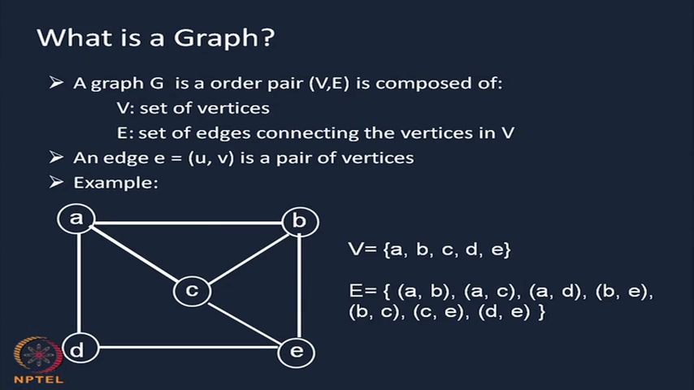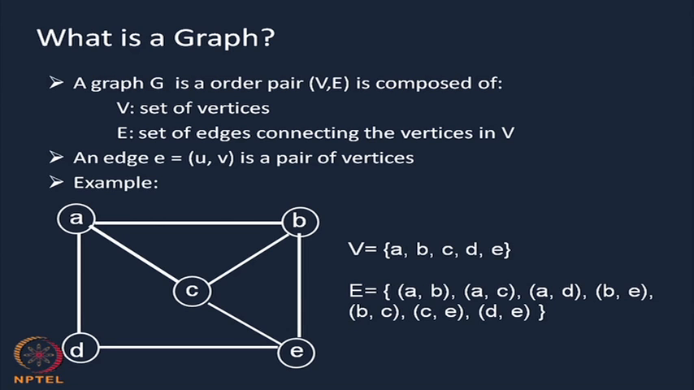What is a graph? A graph is an ordered pair (V, E), which is composed of V, the set of vertices, and E, the set of edges connecting the vertices. So basically a graph will have a set of pairs of the form (V, E). V is the set of vertices, E is the set of edges which connects the vertices, and an edge is E equals (V, U), which is a pair.